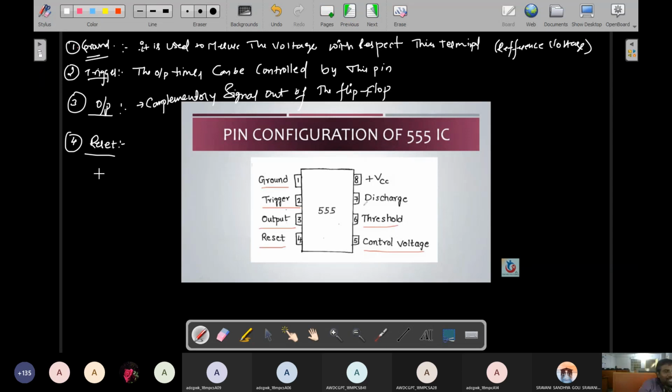Reset pin means setting or resetting functions will be developed. Actually it is not used. It is the fourth pin, and I have not explained the reset pin because it is not used. This pin is connected to supply voltage VCC in order to avoid any flash triggering.